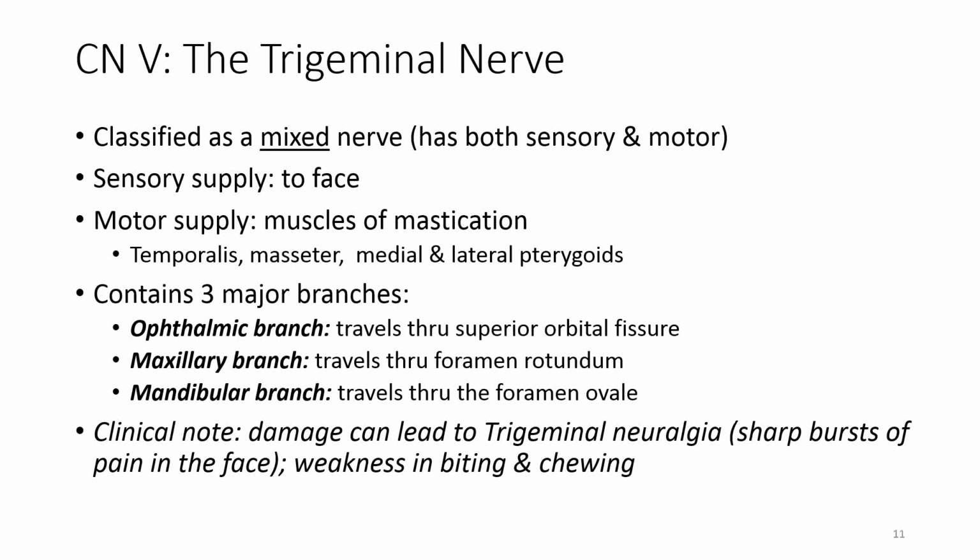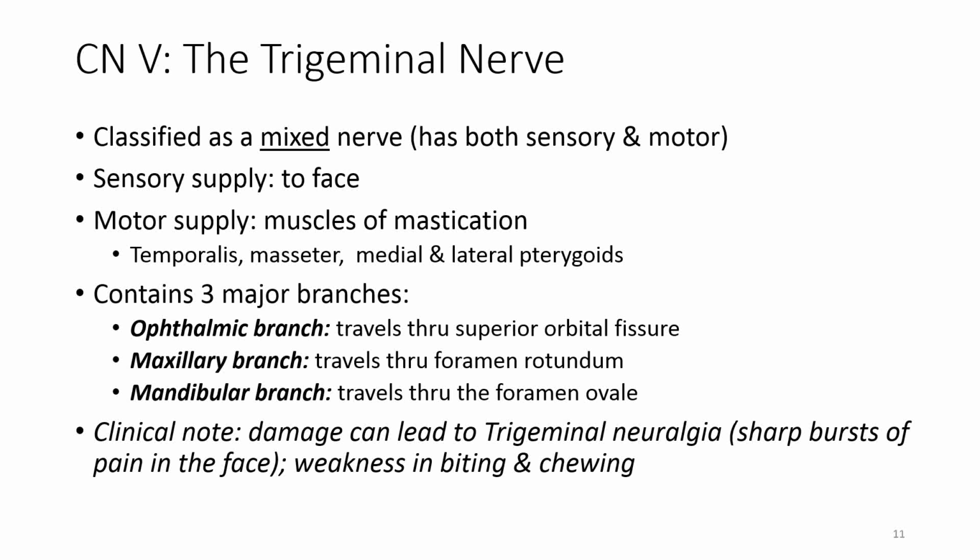So motor supply includes the muscles of mastication, which is the muscles of chewing, which include the temporalis, masseter, and then the medial and lateral pterygoids. Sensory supplies the face, and those 3 big branches are the ophthalmic branch, which travels through that superior orbital fissure. So think of your anterior skull, that big X fissure that's in the back. The superior part of that is the top.